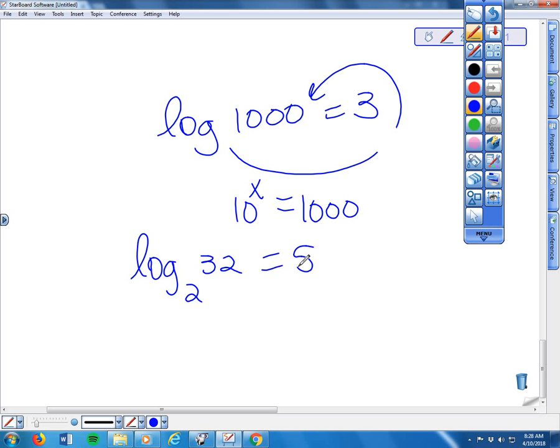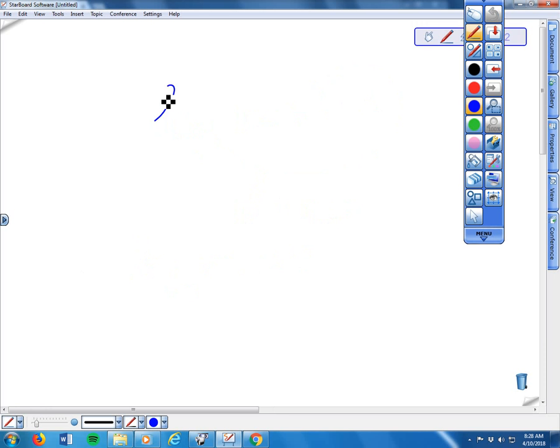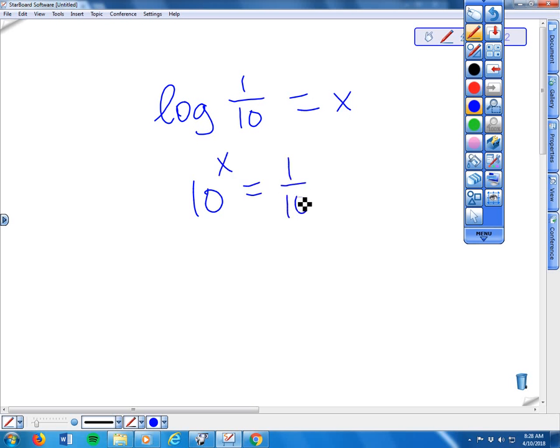How about one like this? Log of 1/10, which is log base 10 of 10 to the -1. It's asking 10 to what power is 1/10? Well, -1 flips it. 10 to the -1 is 1/10. Okay.